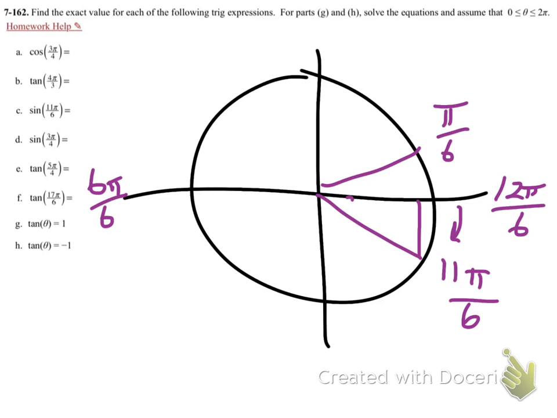There's my triangle. I have a 30-degree reference angle. That's my 60. Sine is talking about just this one side, the height. So for that one, my height is a negative 1/2.